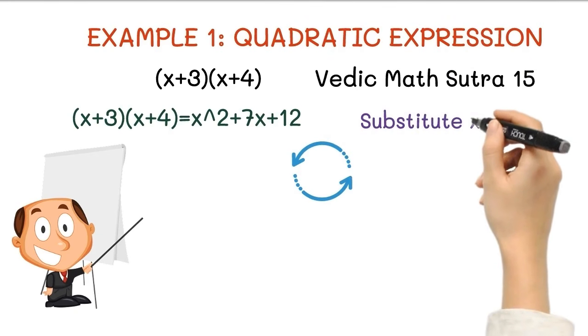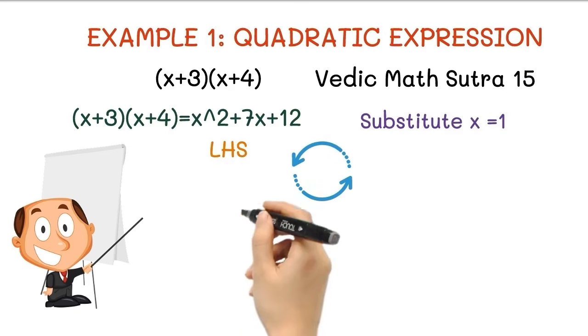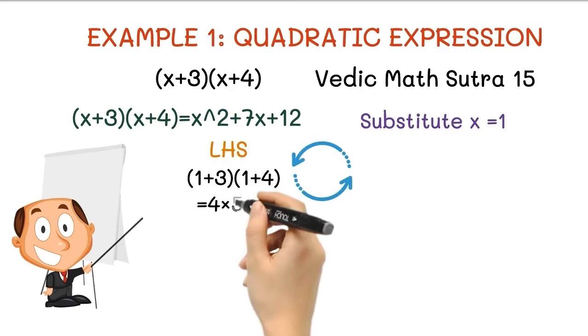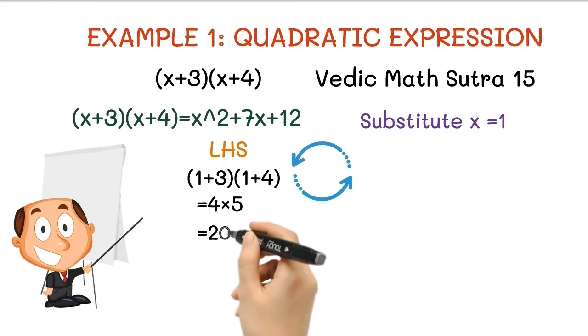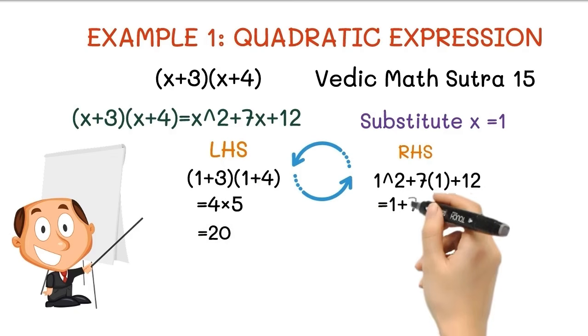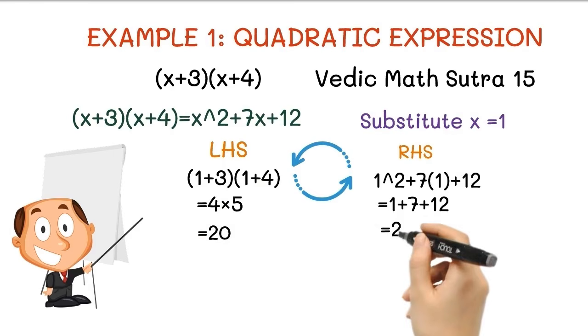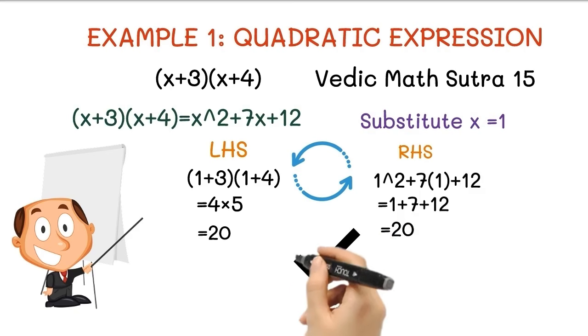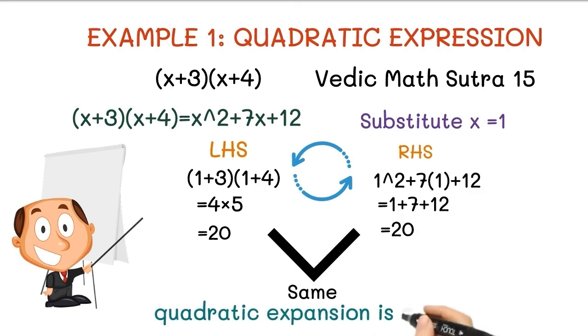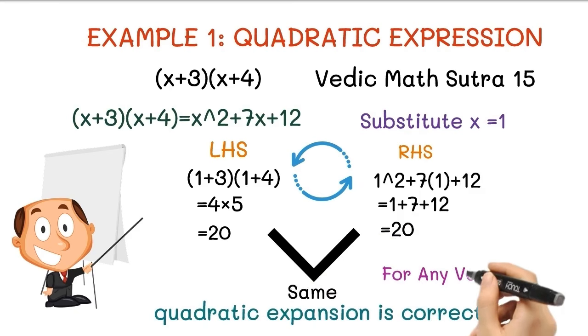Checking step. Substitute a simple value. Let us take x equals 1. Left-hand side, (1+3)(1+4) equals 4 times 5 equals 20. Right-hand side, 1² + 7(1) + 12 equals 1 + 7 + 12 equals 20. Both sides give the same result. So the quadratic expansion is correct. This will work for any values of x.